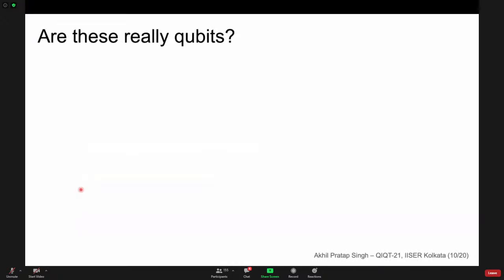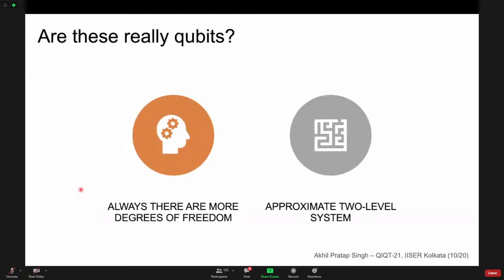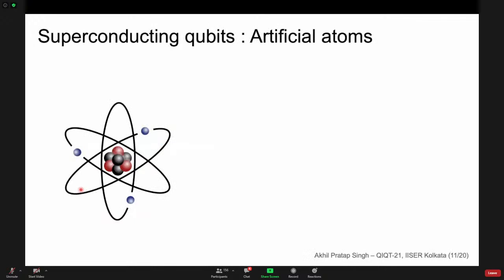So are these really qubits? Like I just said, they always have more degrees of freedom, and they are always an approximate 2-level system, because there are always higher levels which tend to play a role when you do experiments, and they have certain effects on them.